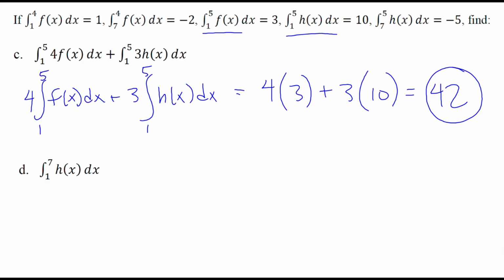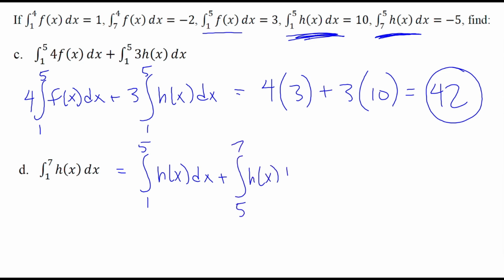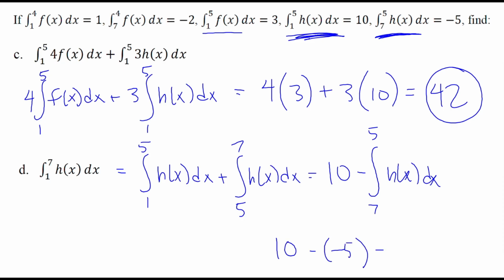Our next one here is the integral from 1 to 7 of h. Well, we've got 1 to 5 of h, and if we also had 5 to 7 of h, that could be the whole part from 1 to 7. But we don't have 5 to 7, we have 7 to 5. So we'll rewrite this first as an integral from 1 to 5 of h plus an integral from 5 to 7 of h, recognizing that we have 1 to 5 of h, that's 10. But we'll have to subtract the opposite integral from 7 to 5 of h. And that gives us 10 minus our negative 5, which is 10 plus 5, which is just 15.